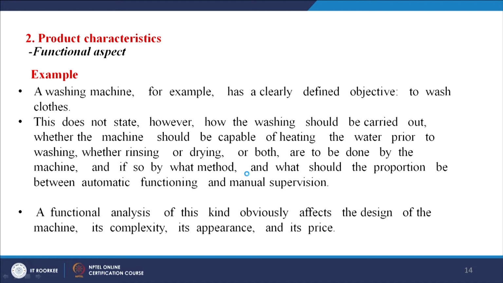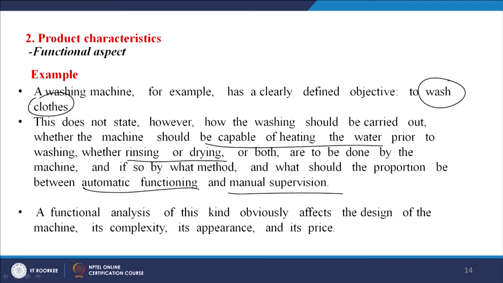A washing machine, for example, has a clearly defined objective: to wash the clothes. This does not state, however, how the washing should be carried out, whether the machine should be capable of heating the water prior to washing, rinsing or drying, or both are to be done by the machine, and if so, by what method, and what should be the proportion between automatic functioning and manual supervision. So the basic function we see here is wash clothes, and what is the product? The product is washing machine.